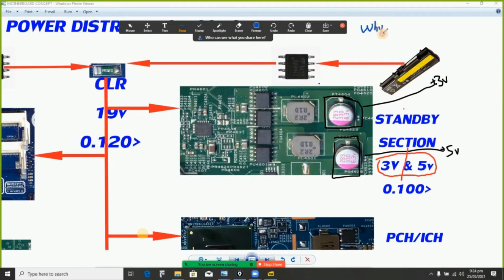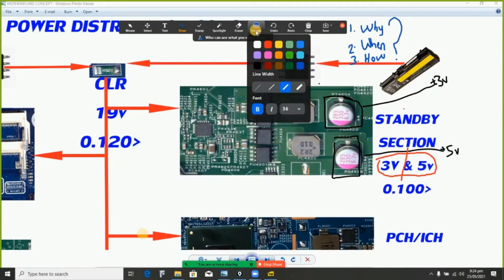One is why. Two is when. And the third question is how. So these 3 questions are talking about anything happening on the motherboard, anything the manufacturer has done on the motherboard.